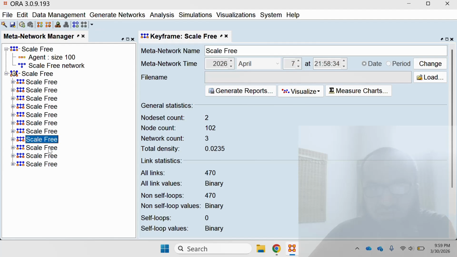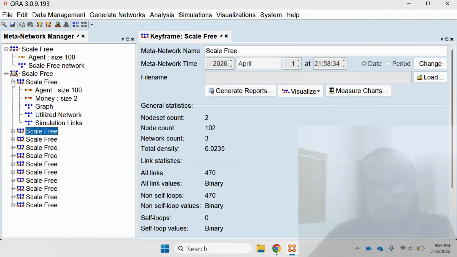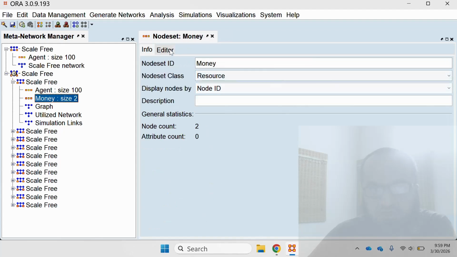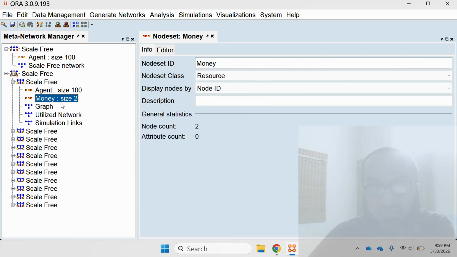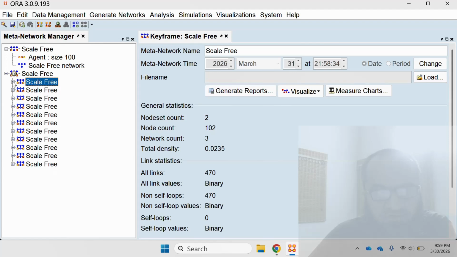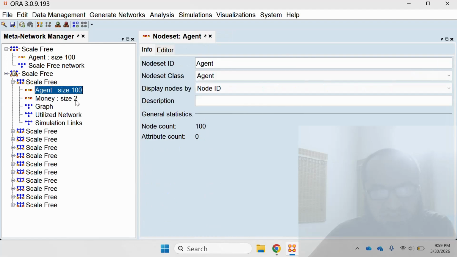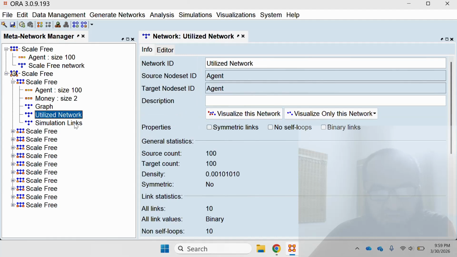It's assuming that the simulation is run every day, so every day the transfer of money takes place. All the rest of the settings are almost the same. There is no change in the density. The network itself is static, but if we consider the money itself as a component of a network, money has two nodes, 0 and 1: either money is there or money is not there. So it is configured as a node set. For every network, for example the very first one, we have agents, money as an agent set, a graph, a utilized network, and a simulation network.